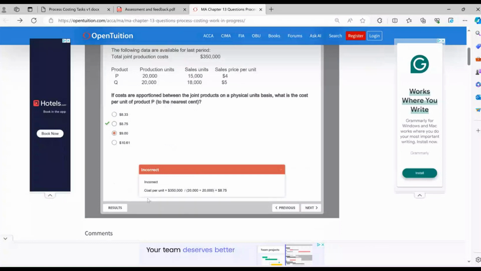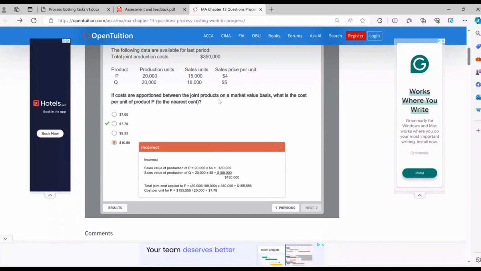Here is how you calculate. Per unit cost is the total cost divided by the total units. Then you get the per unit cost. This applies to both P and Q because both have the same production units. But this one uses market value, so you need to get the market value proportion. The total market value of P and Q is 180,000 US dollars.